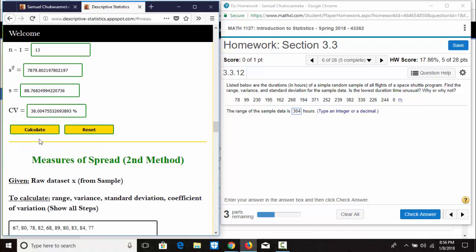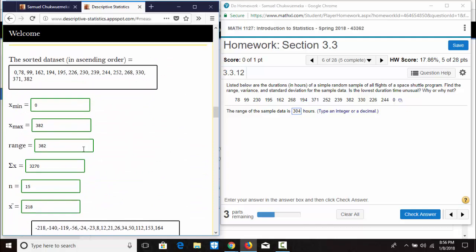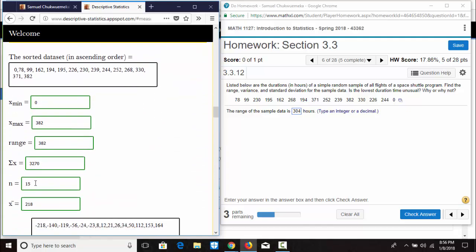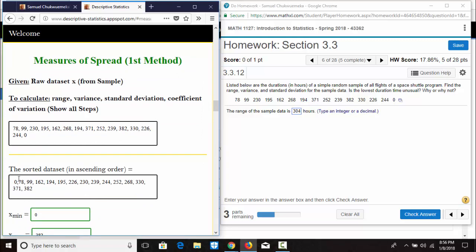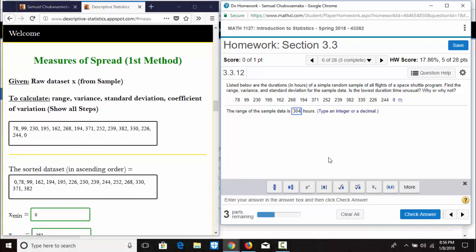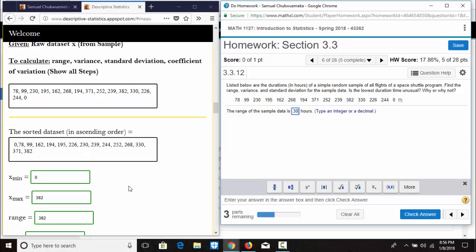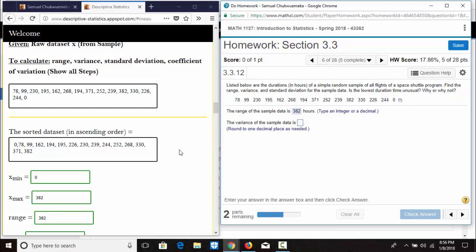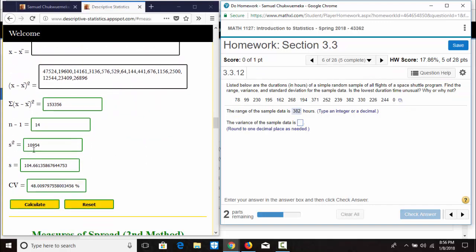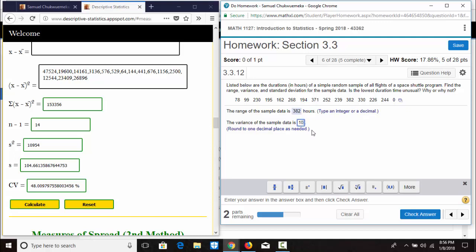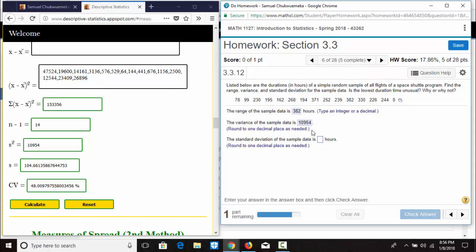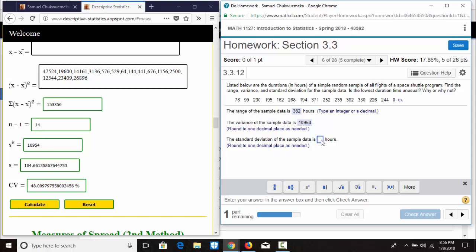It doesn't matter, just press calculate. It will do it again, and then we can now put it in. The sample size is 15 rather than 14. So you can check this to make sure that it's right. So the range is 382. The variance is 10954. The standard deviation to 1 decimal place is 104.7.